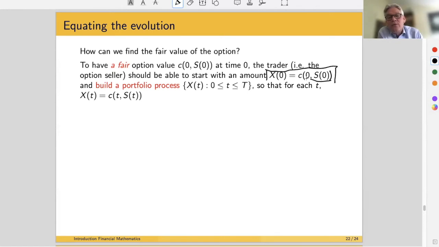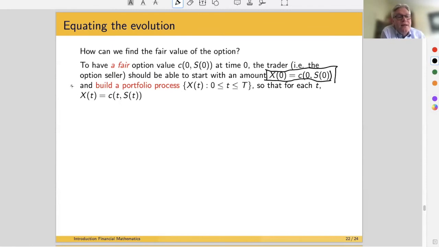The value of the portfolio that is then in the hands of the option seller should be equal to the value of the option itself. That would be a fair value. Of course, a trader may ask a bit more than this because the trader wants to make some money, but this is the definition of a fair value.